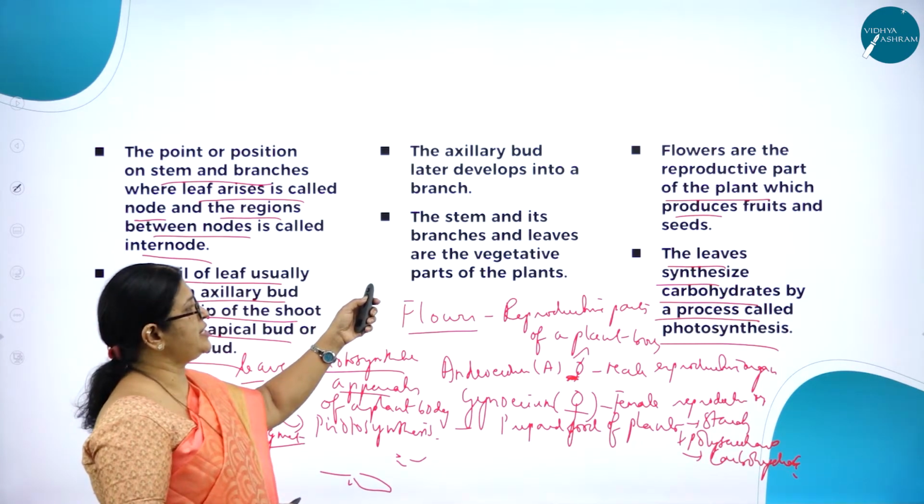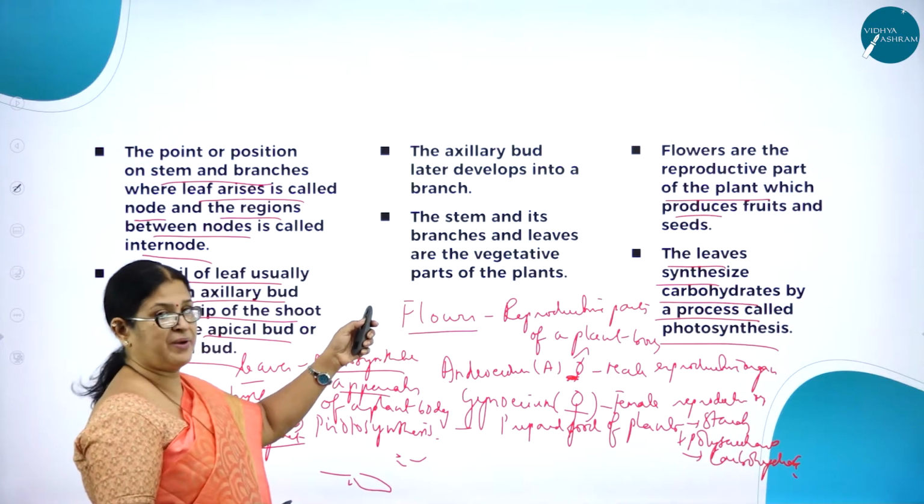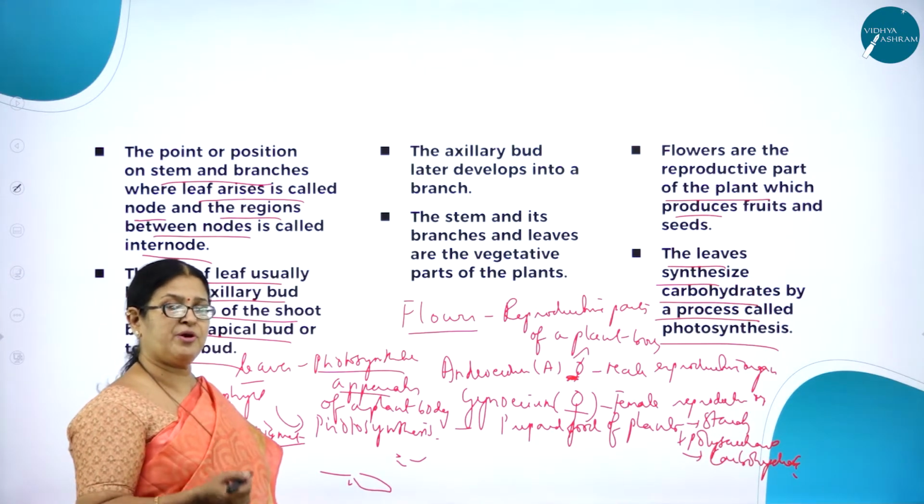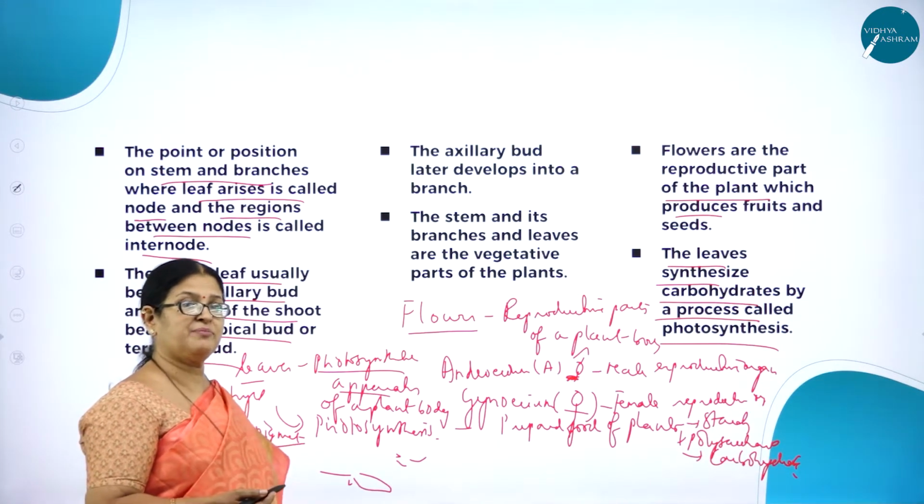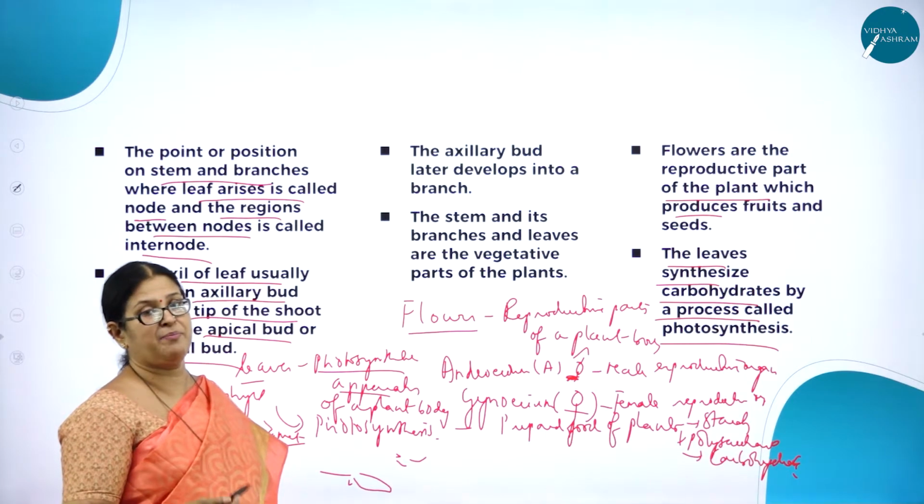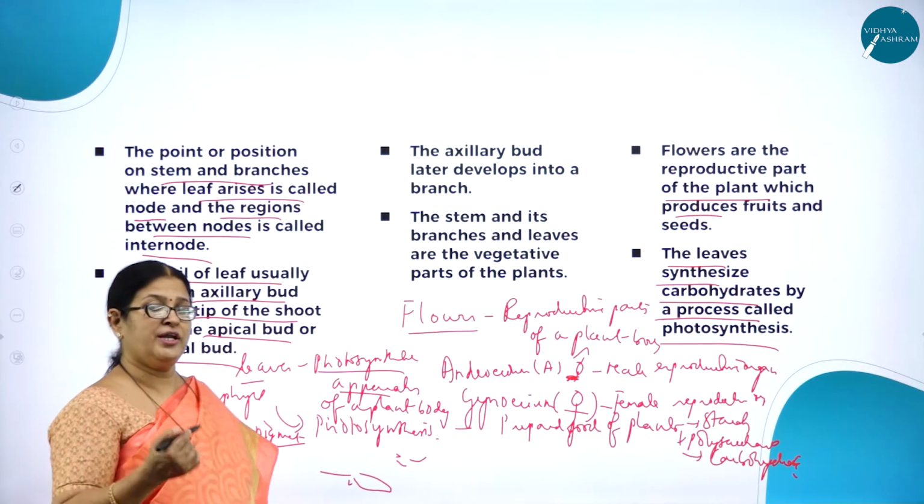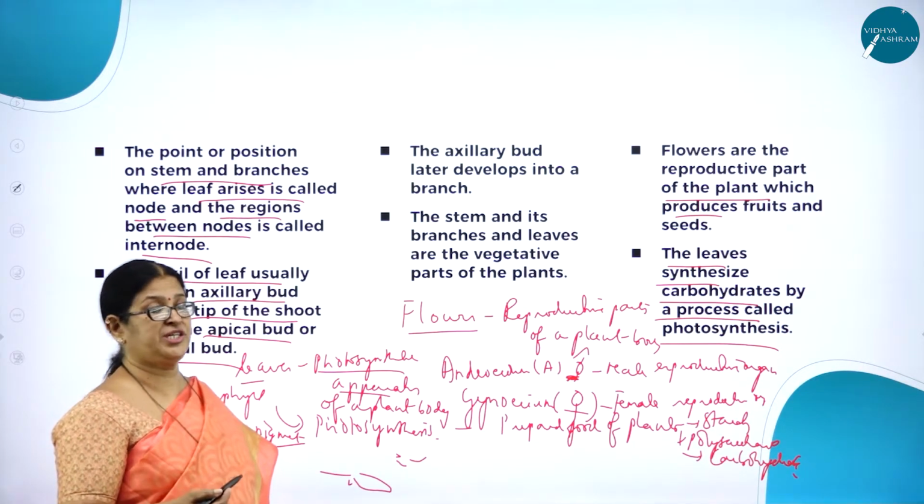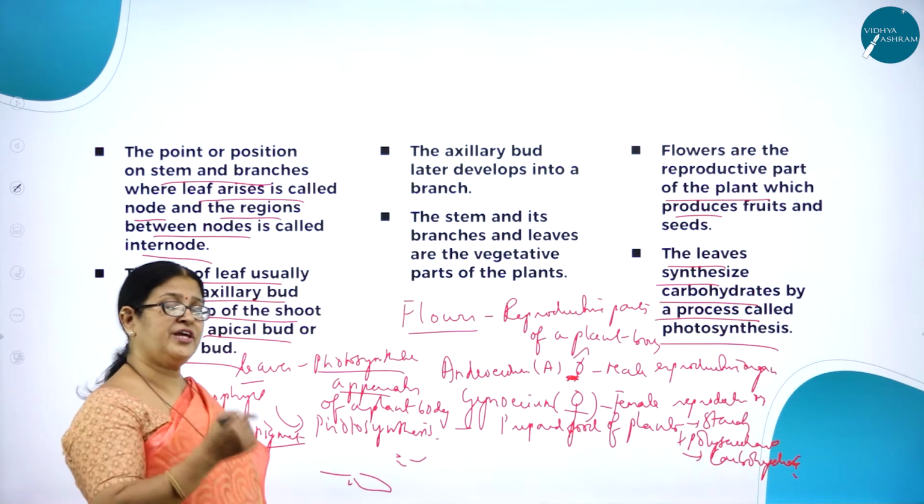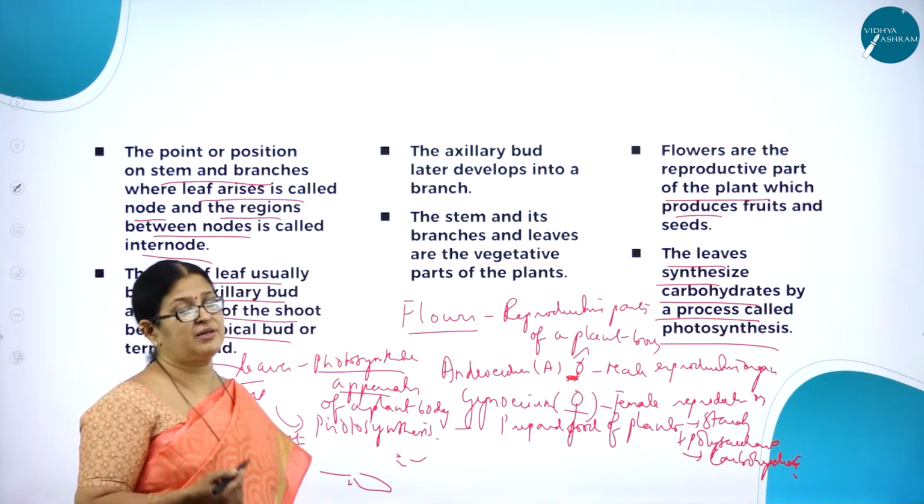The stem and its branches and leaves are the vegetative parts of the plant which take part in vegetative reproduction. Vegetative reproduction is nothing but a kind of asexual reproduction in plants. Asexual reproduction in plants is called vegetative reproduction, or it is also called vegetative propagation. And the very important parts of a shoot system are the flowers.